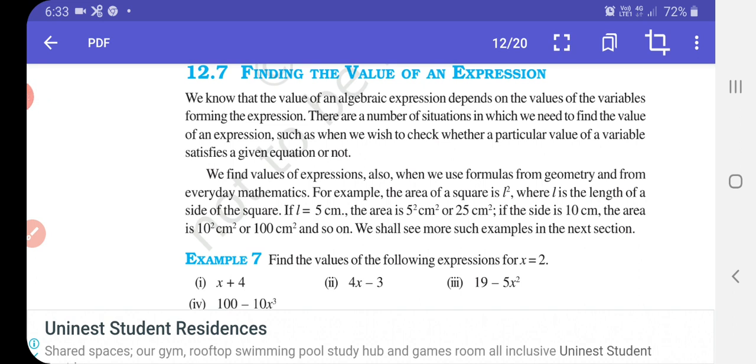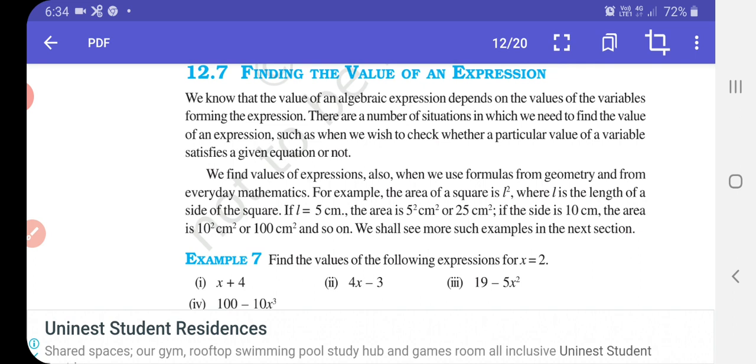The value of this algebraic expression 5y depends upon the value of y. Means what is the price of the book? It depends upon the value of y. Understand? So, y being a variable, it can take any value. If y is equal to rupees 3, then 5y is equal to 15. If y is equal to 40, then 5y is equal to 200. So to find the value of an expression, we substitute the given value of y in the expression. Understand? So in this way we find the value of the expression.